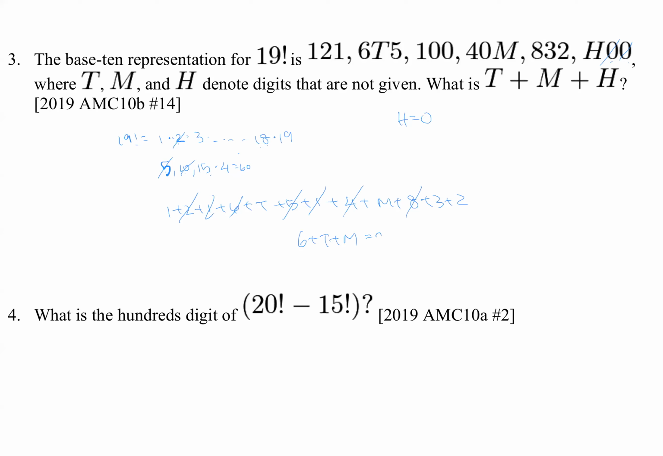So this could either be 9 or it could be 18 or 27 or something. So if it was 9, then t plus m equals 3. And if it was 18, then t plus m equals 12. And if it was 27, then t plus m equals 21. However, this is not possible because the greatest t and m can be is 9, so 9 plus 9 is 18, so this one is not possible.